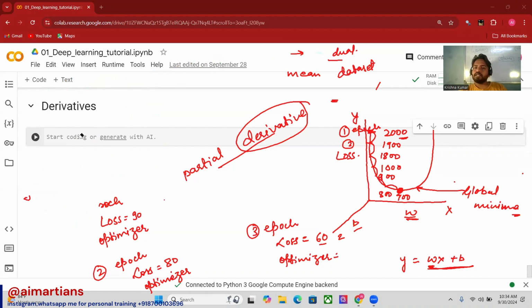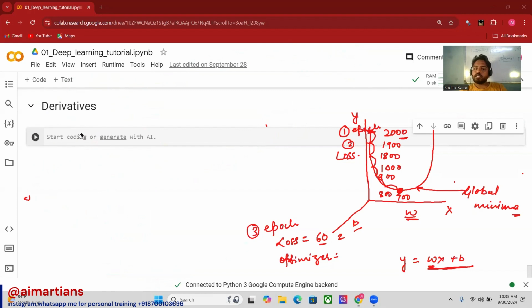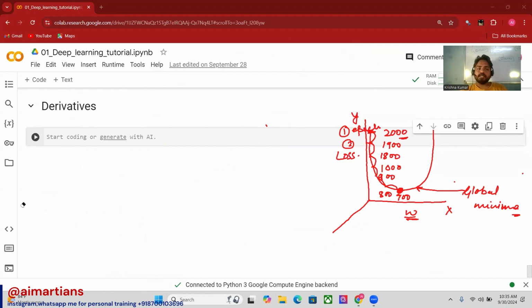I'm just erasing everything because I am not telling you right now the model working. I'm just talking about derivative. Then I will talk about partial derivative in the next week. So just to show you this, let's say derivative is looking something like this.